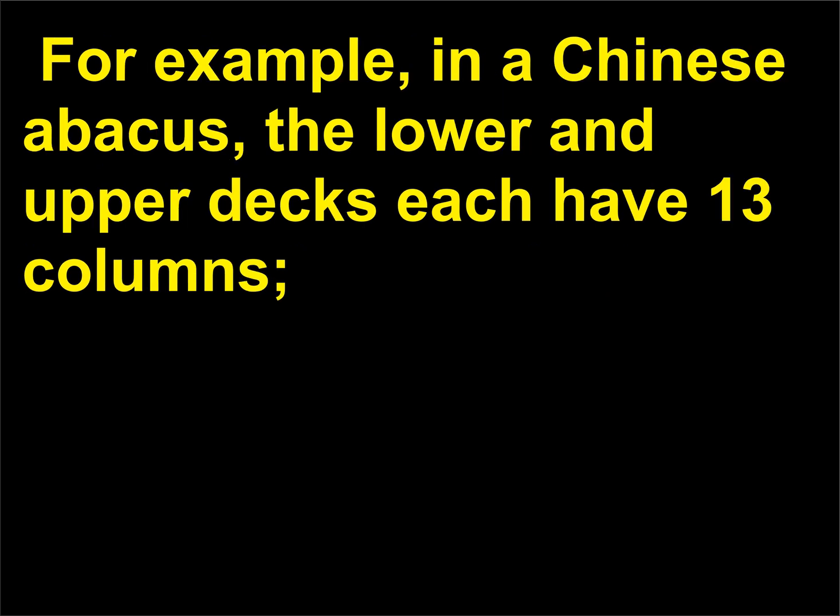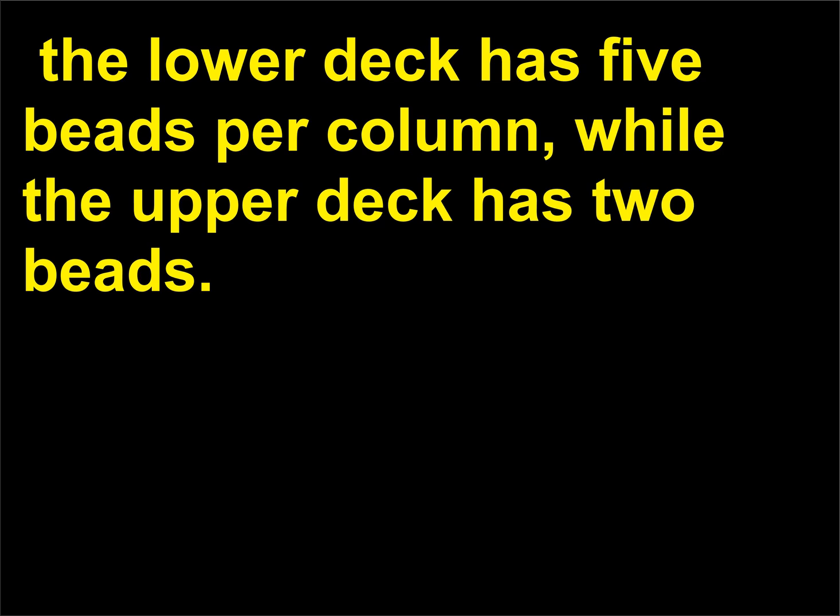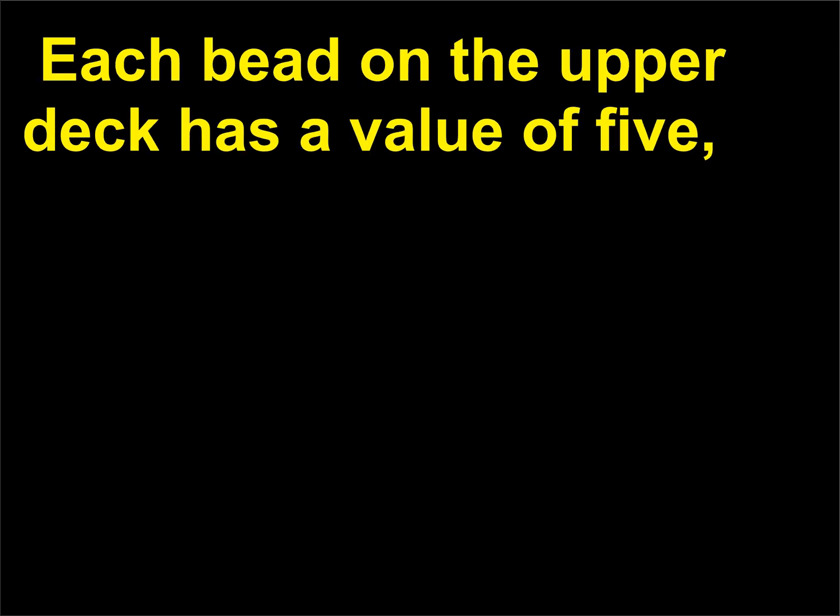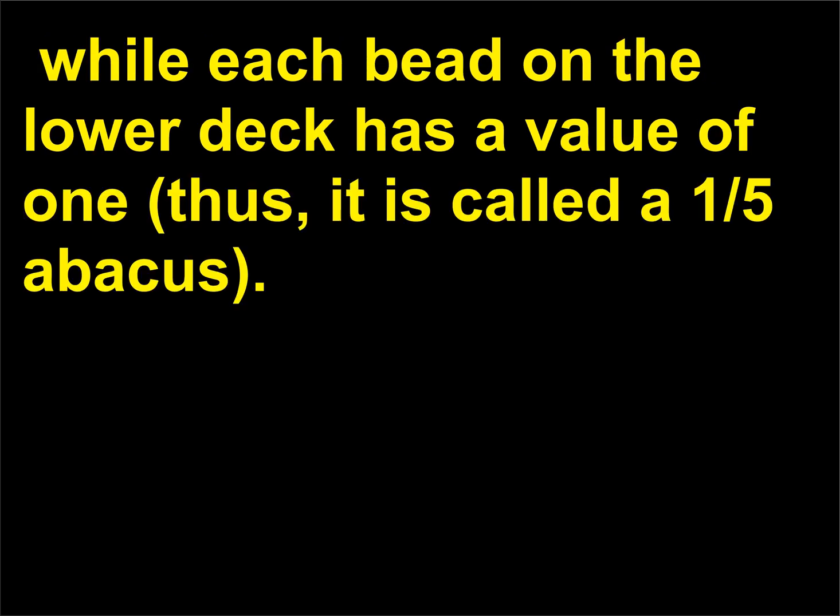For example, in a Chinese abacus, the lower and upper decks each have 13 columns. The lower deck has 5 beads per column, while the upper deck has 2 beads. Each bead on the upper deck has a value of 5, while each bead on the lower deck has a value of 1, thus it is called a 1/5 abacus.